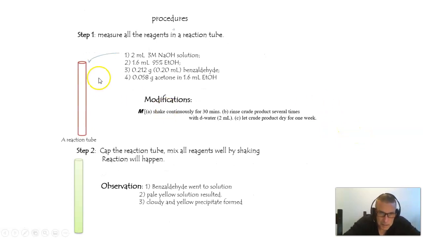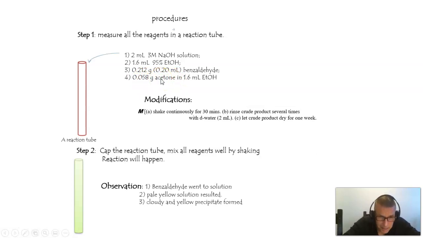Here's the actual procedure. Grab yourself a 1 ml reaction tube, add to it some 3 molar sodium hydroxide, that's a good strong base. Add a little bit of 95% ethanol, that's a solvent chosen so that everything mixes together nicely, but the product will crash out when it's done. Throw in your 0.212 grams of benzaldehyde, that's 2 equivalents, and go ahead and add your 58 milligrams of acetone.